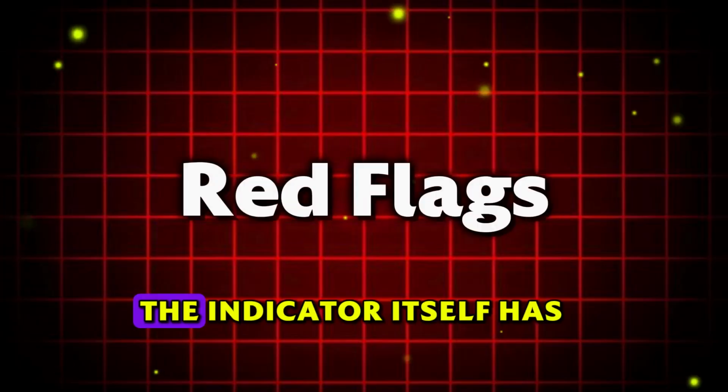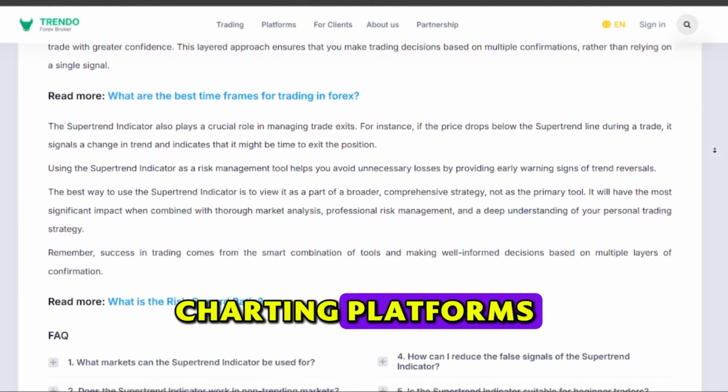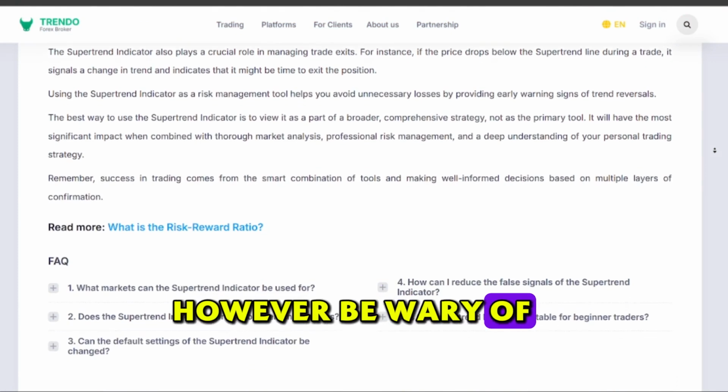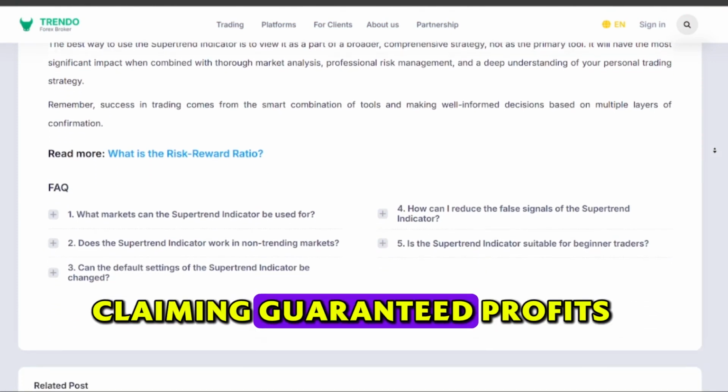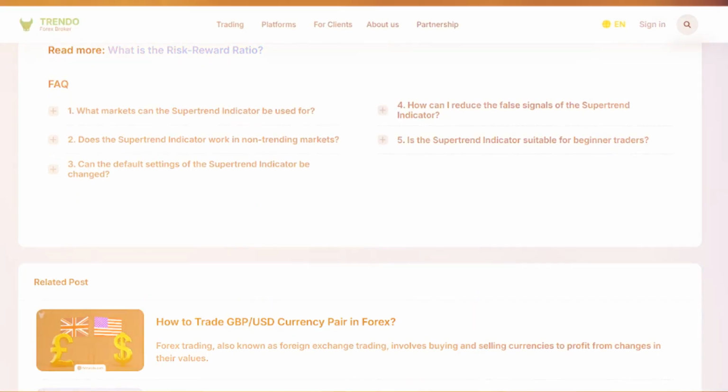Red flags. The indicator itself has no scam signs. It's free on most charting platforms. However, be wary of paid signal services claiming guaranteed profits with Supertrend. That's often a marketing trap.